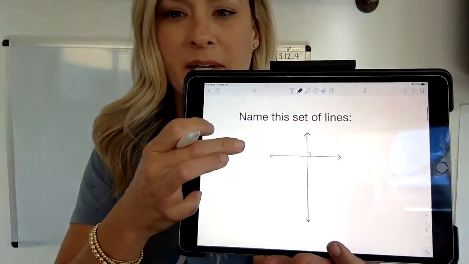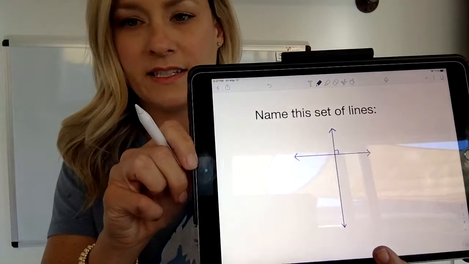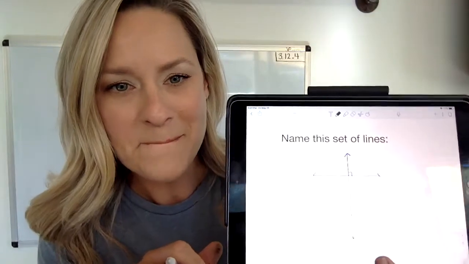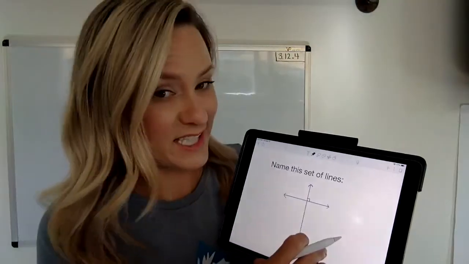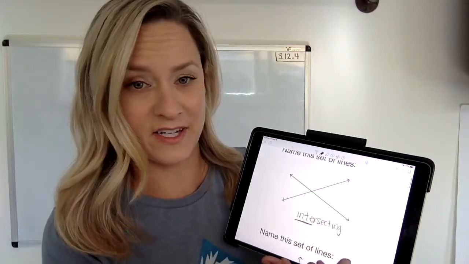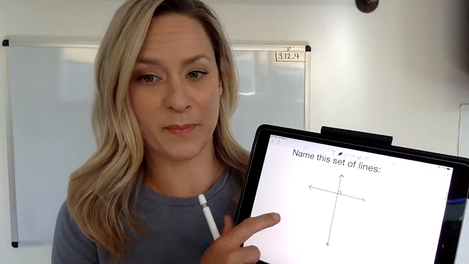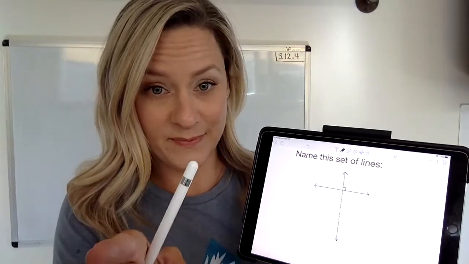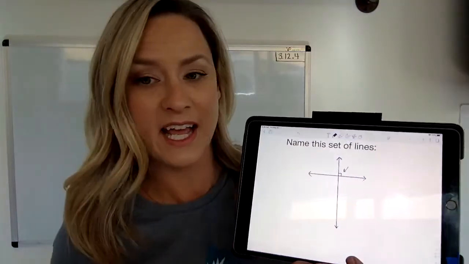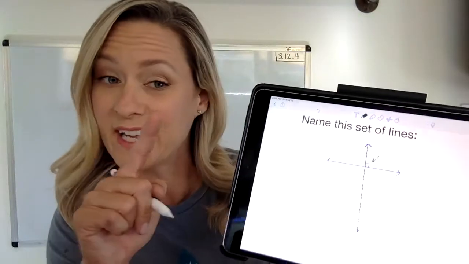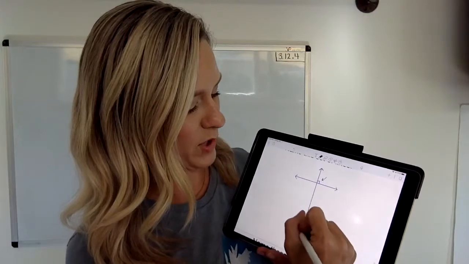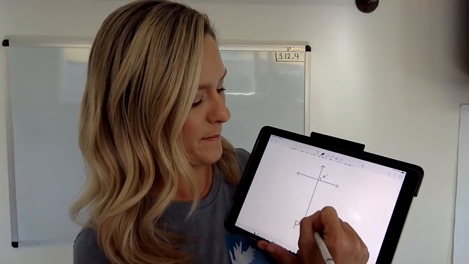Here we go. Name this set of lines. All right. On the count of 3, 1, 2, 3, tell me. Did you say perpendicular? So perpendicular lines also intersect, just like these intersected, but there's something special about perpendicular lines. They intersect at right angles. Maybe you noticed that right there is telling us there is a right angle, because right angles make little perfect squares, right? So these lines are called perpendicular.